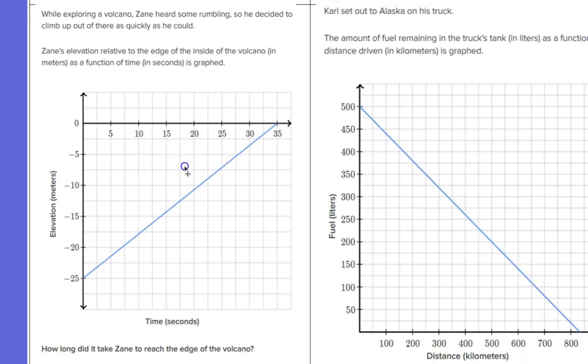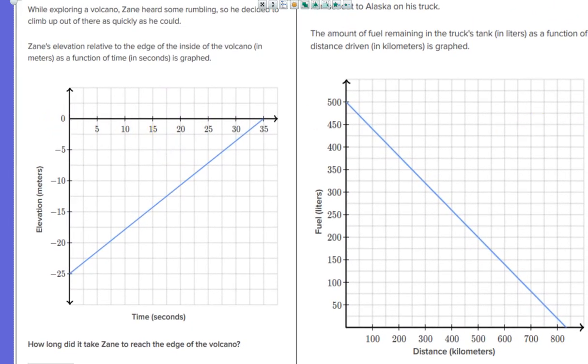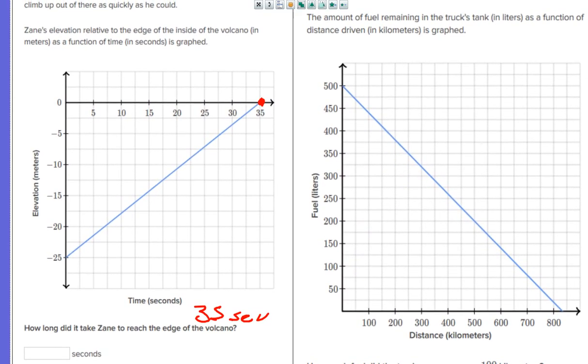Okay. How long did it take him to reach the edge of the volcano? Well, the edge of the volcano is here, and this is where Zine reached the edge. And so it took him 35 seconds to reach that edge. And then Carl's driving this truck. Good for Carl. How much fuel does he consume every 100 kilometers? So I hope that you get the idea here. Okay, so kilometers is this way, right?